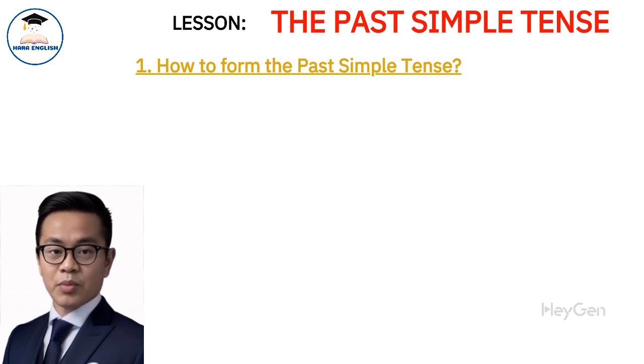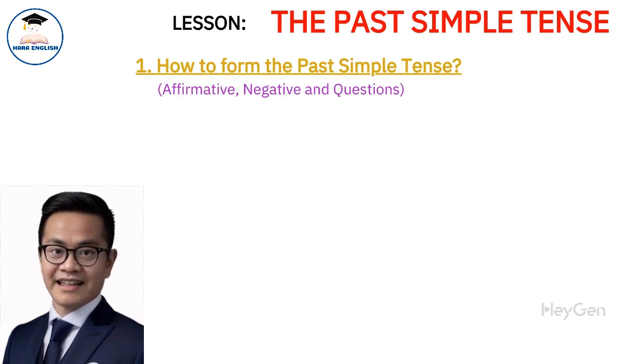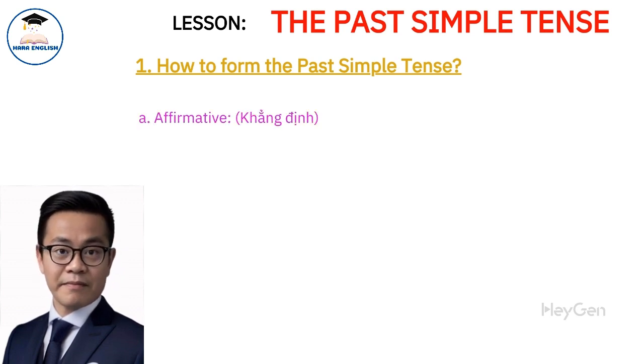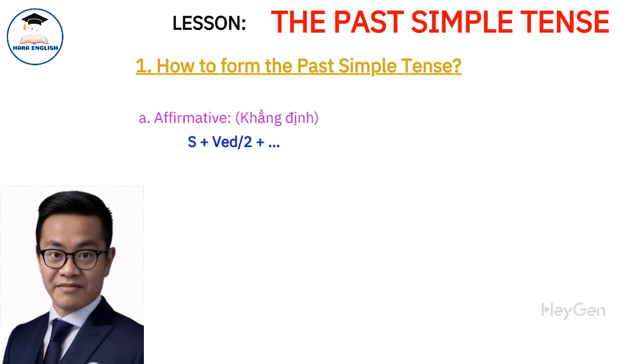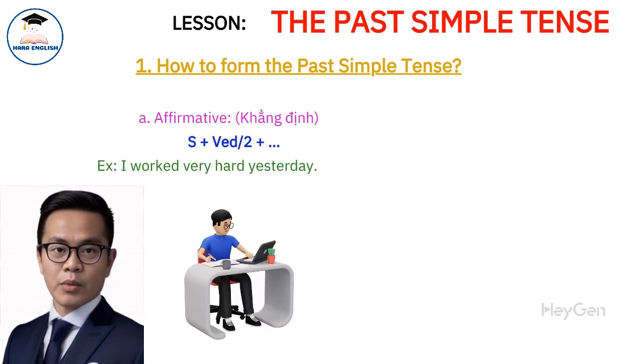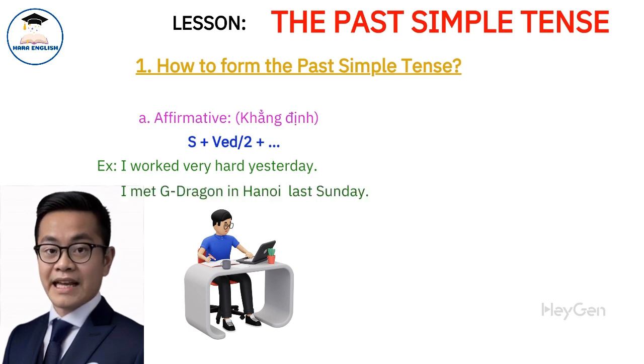Okay, let's begin by looking at how we form the past simple tense. In English, we use the past form of the verb to talk about completed actions. There are three main types of sentences: affirmative, negative, and questions. Let's go through each one. For affirmative sentences, the structure is simple: subject and past form of verb. For example, I worked very hard yesterday, or I met G-Dragon in Hanoi last Sunday.